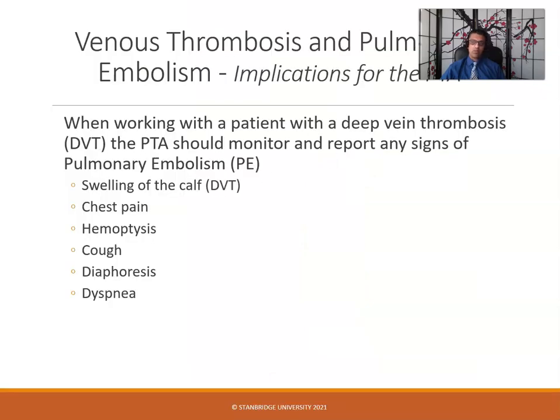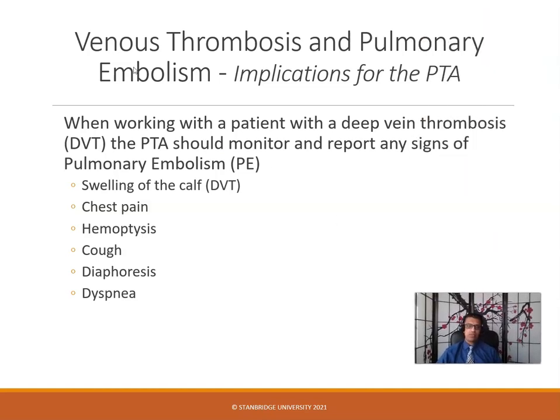Here's something that you want to make sure that you pay attention to. Venous thrombosis or DVT and pulmonary embolism. Implications for the PTA: when working with a patient with a DVT, deep vein thrombosis, the PTA should monitor and report any signs of a pulmonary embolism, which would include swelling of the calf, which would be DVT, but then chest pain, hemoptysis, cough, diaphoresis, and dyspnea.